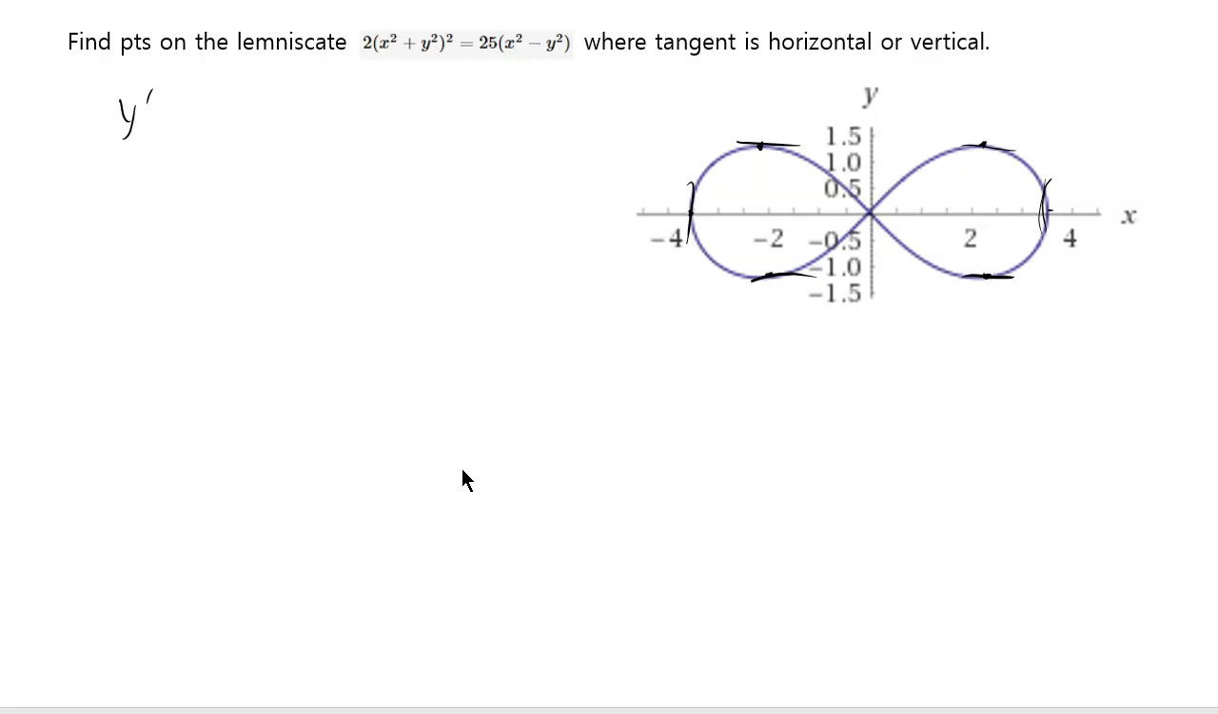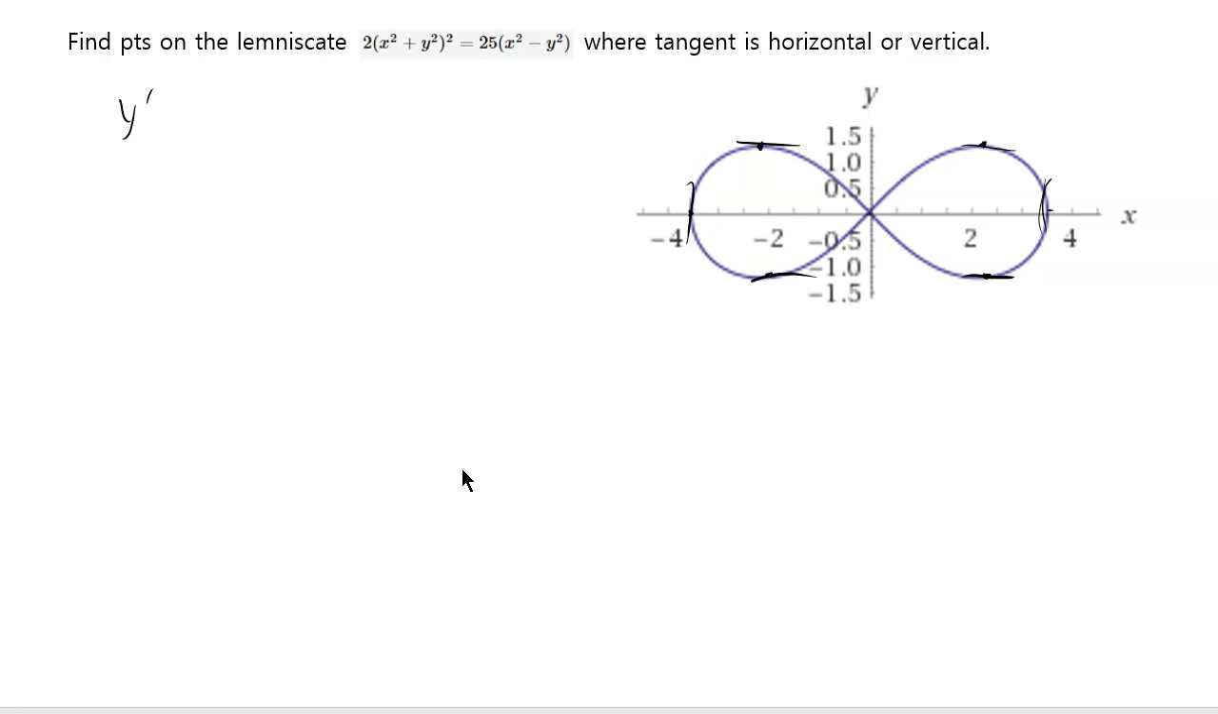So let's do that. But as you can see, this is a very complicated equation, and you cannot solve this for y, and therefore you need to find y prime using implicit differentiation. So that's the first tricky part. Let's try that.